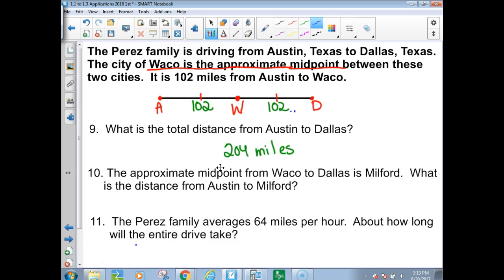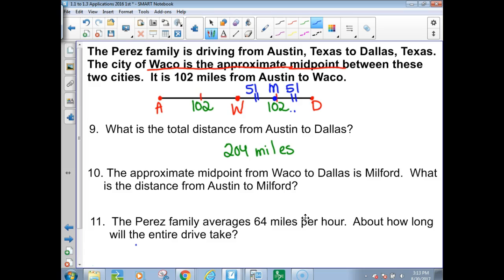Okay, next. The approximate midpoint from Waco to Dallas is Milford. Oh, I already put that little slash almost in the middle, but okay. This is going to be Milford now. If it's in the middle, that makes WM equals MD. If it's in between Waco and Dallas, midway, then it would cut that in half. Agreed? All right, now I use double hash marks to indicate that that's different than these other two. So if that got cut in half, how big are each of these? 51. Good job.